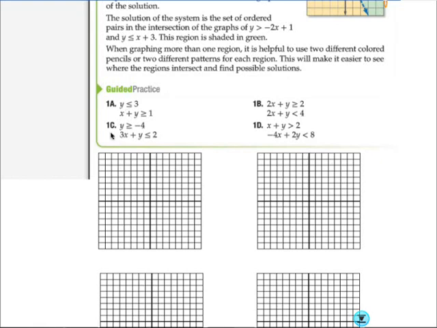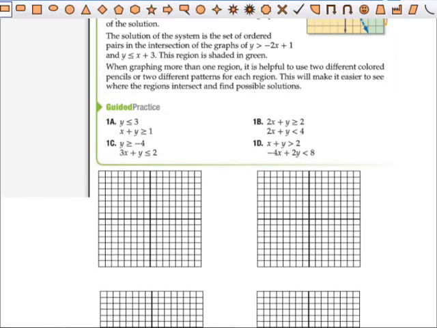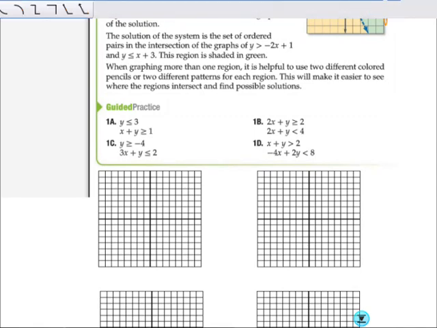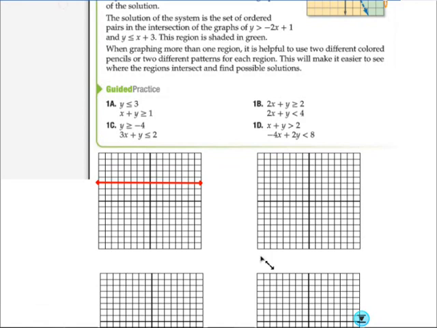We have y is less than or equal to 3. So that's a solid line. Let's see. That's a solid line at 3. And we're going to shade everything beneath it, okay, because it's less than. So we'll shade all this down here. Okay, so there's that. Then we have x plus y is greater than or equal to 1.